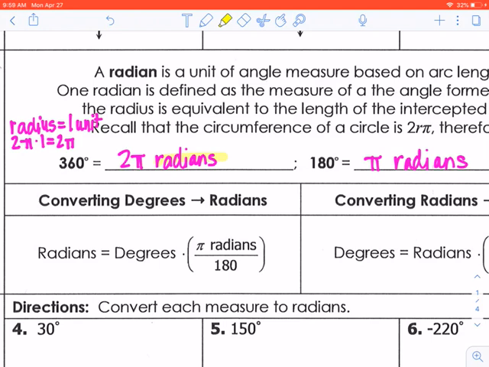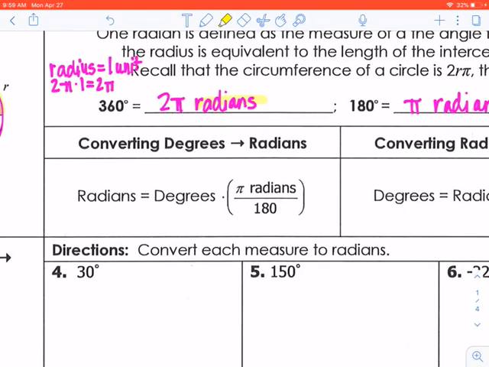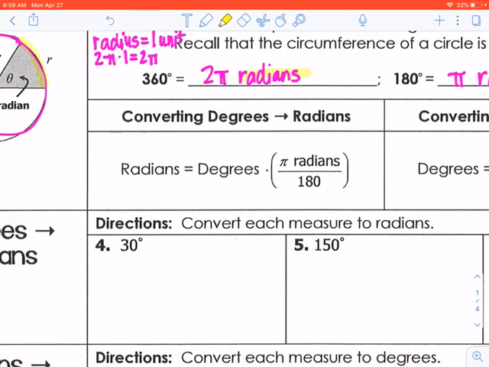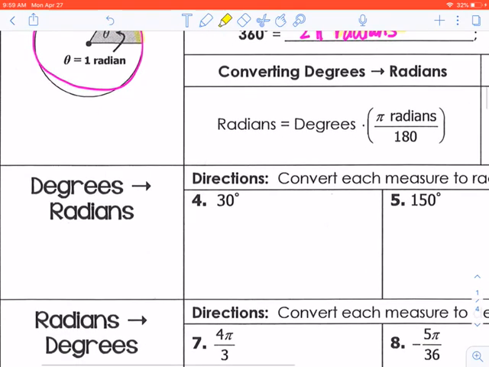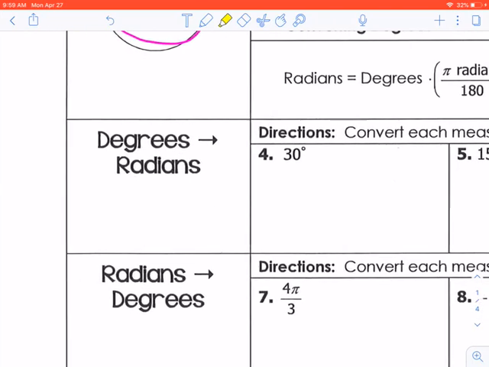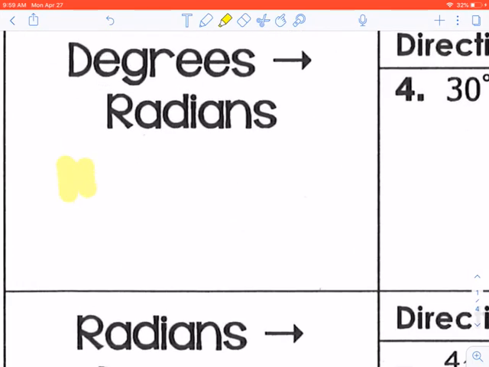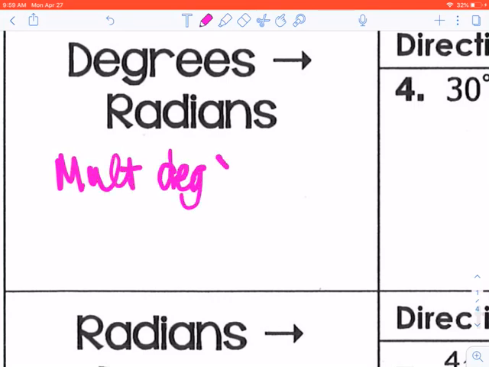So converting our degrees to radians or radians to degrees, we're going to look at how we can do this, okay? Because sometimes we're going to be in degree measure and we're going to want to change it to radians, or sometimes we'll be in radians and it'll be easier for us to be in degrees. So if you are going from a degree to a radian, we are going to multiply the degree times pi divided by 180, okay? So this is going to change it to a radian measure.